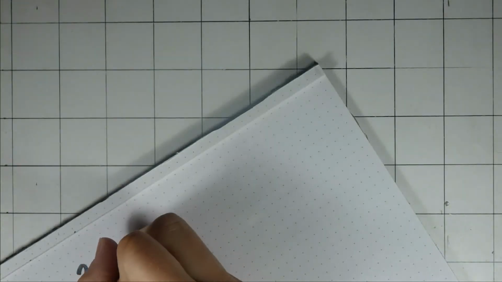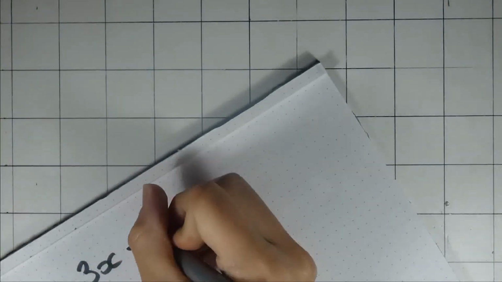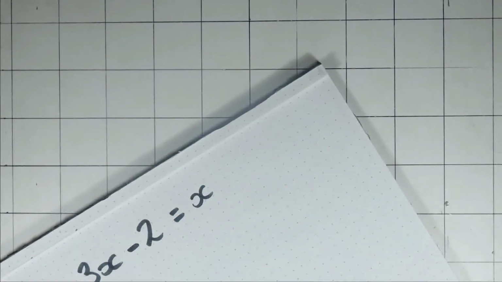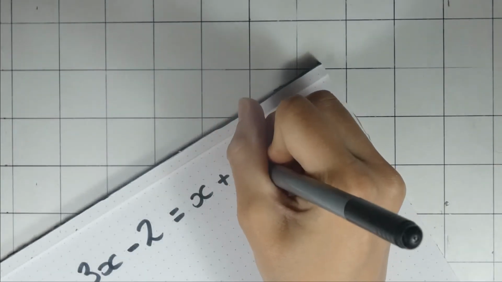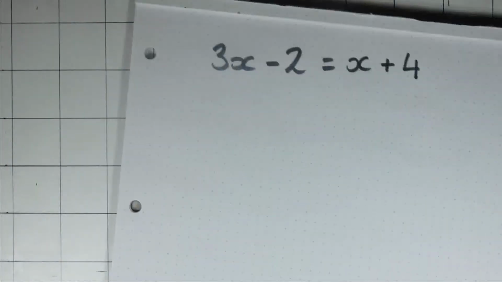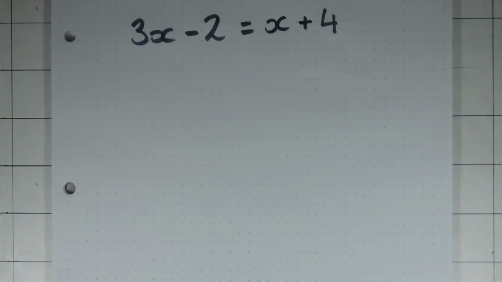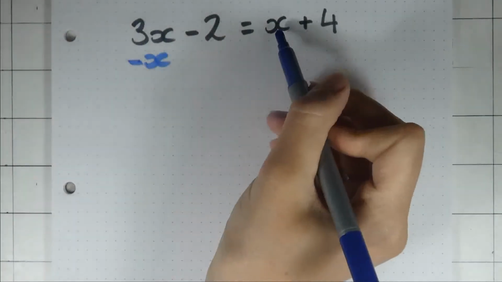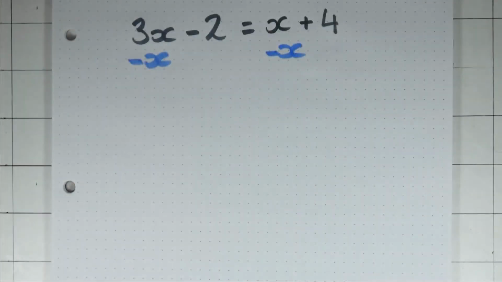So let's do 3x take away 2 equals x plus 4. I have no idea how this is going to work out. We may end up with a horrible number at the end, but that can happen, so we may as well practice it happening. Step 1, get rid of the smaller number of x's. So on this side, I have 3x, and on this side, I have 1x. So we're going to take away the smaller number of x's from both sides.